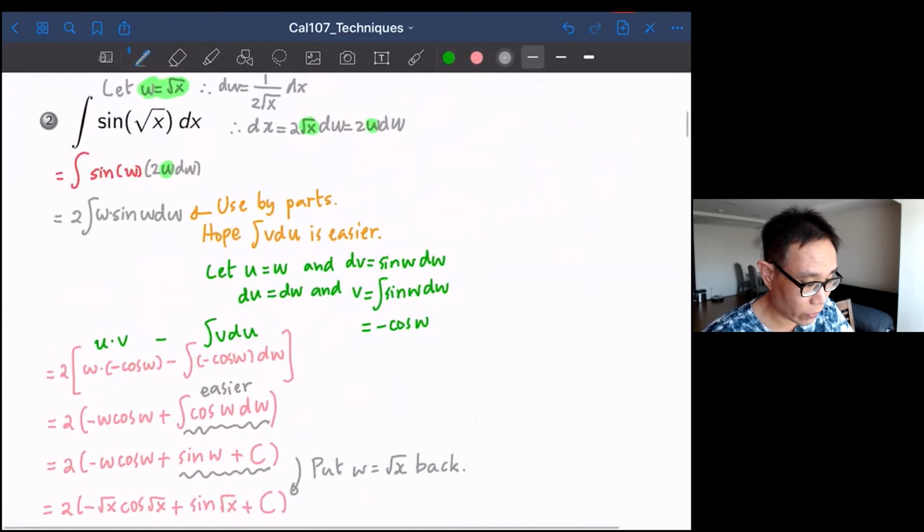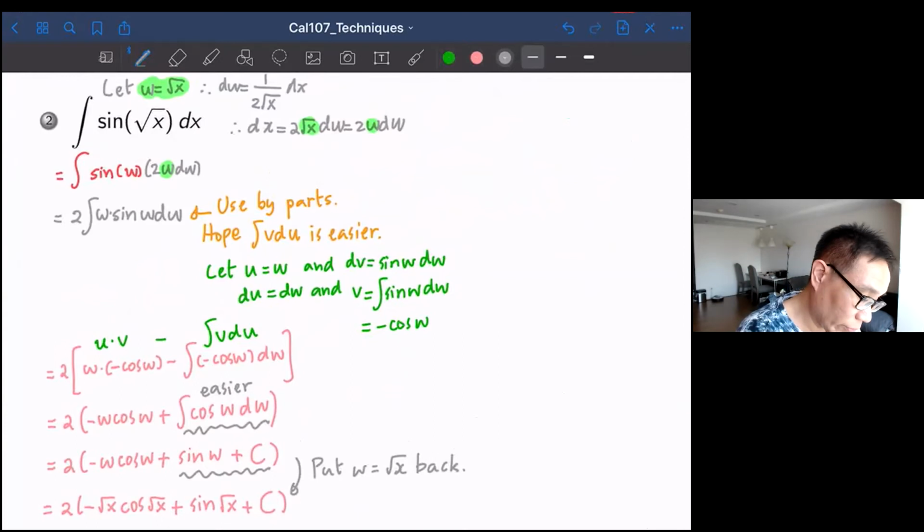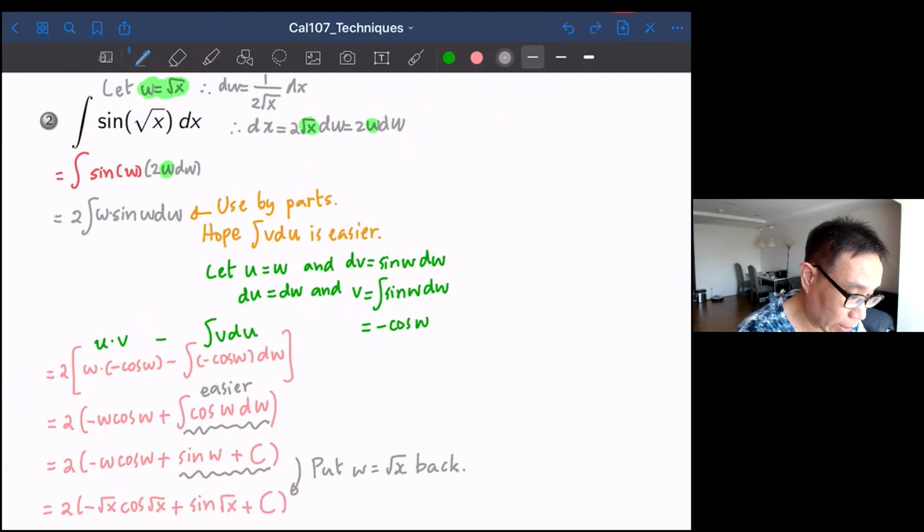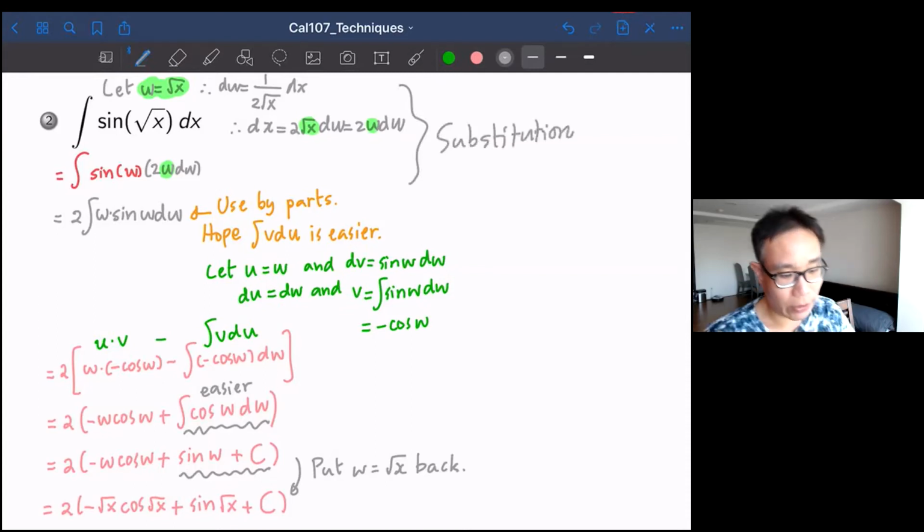So this is the whole question. For the whole question, you see that we begin with the substitution. The first 3 or maybe 4 lines are just the substitution. Then you are able to obtain this and the final answer. Substitution for the first step, and then you use by parts. And don't forget to put back w equal to root x.